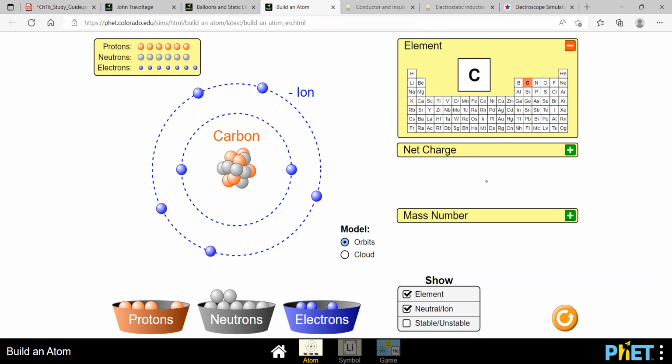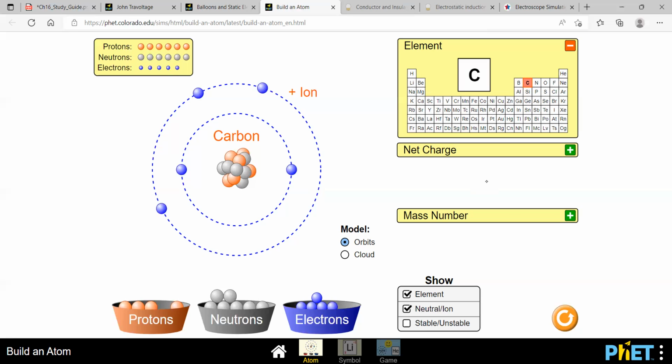Okay, because it has more negative charge, that's why we call it a negative ion, a carbon negative ion. So here you see that. Now let me make it neutral again, and if I take one electron from the atom, you see that it becomes a positive ion, because it now has more protons than electrons.